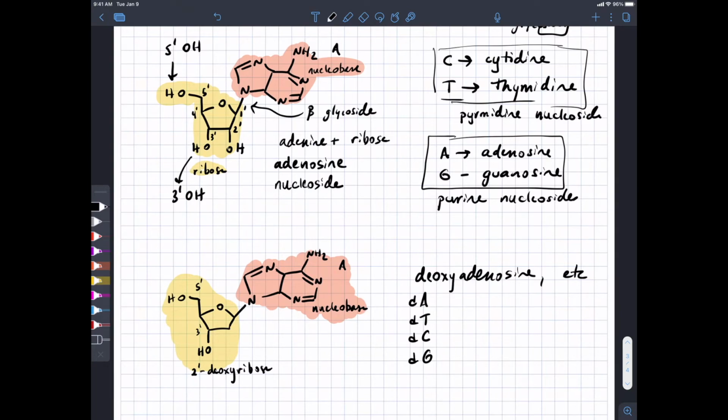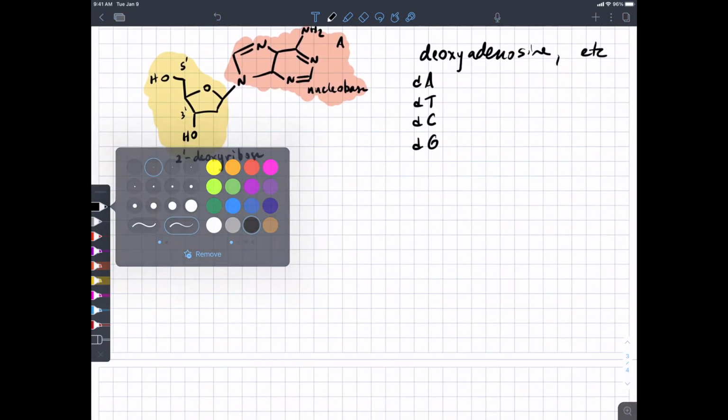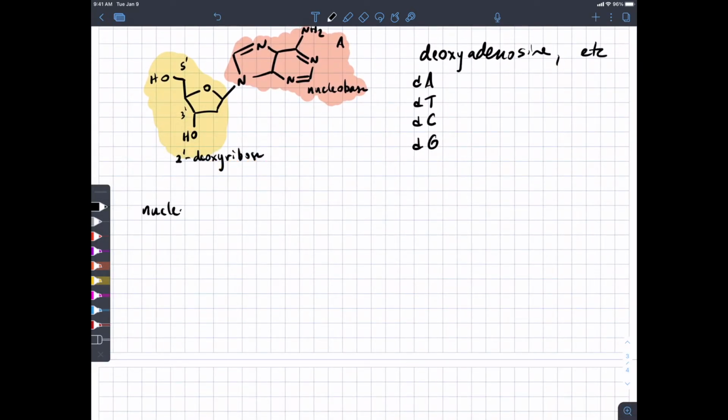Okay, I mean, this is kind of boring. I'm just showing you the atoms for things you've heard about before, but I feel like it's important if you're going to have gone through OChem to know what the atoms in these things are. So what are the nucleotides? The nucleotides are where we add phosphates.